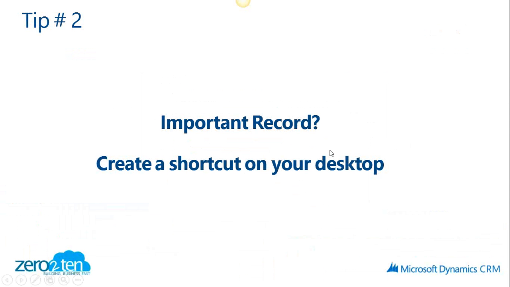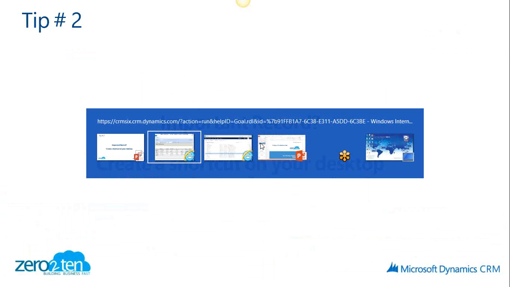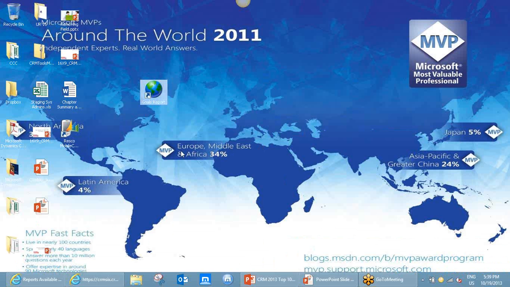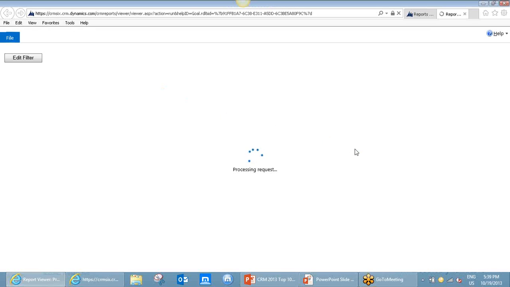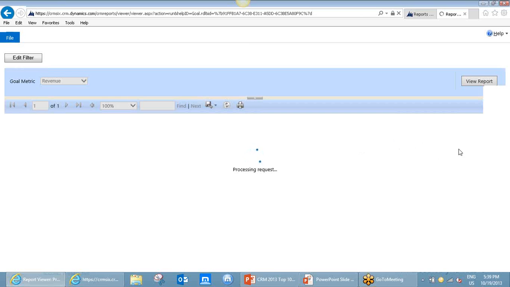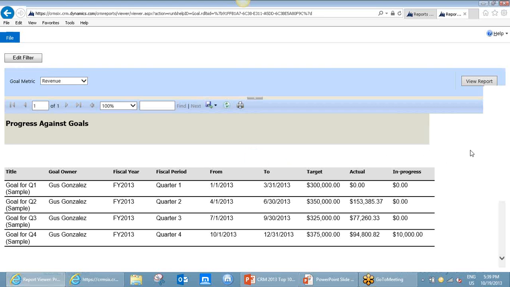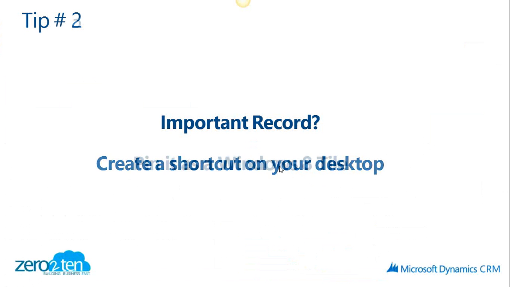So now that I have a shortcut on my desktop, I can always go back and double click on it whenever I'm ready to access it, and it will take me there. So let's wait for this to load so we can see the results. And there it is. And this takes us to tip number three.